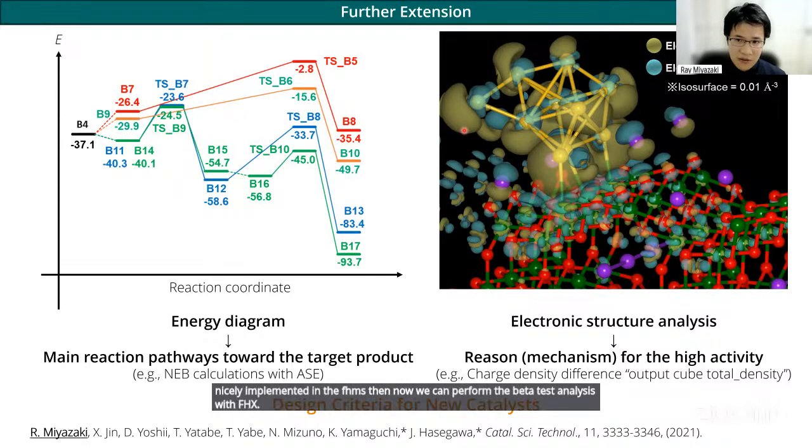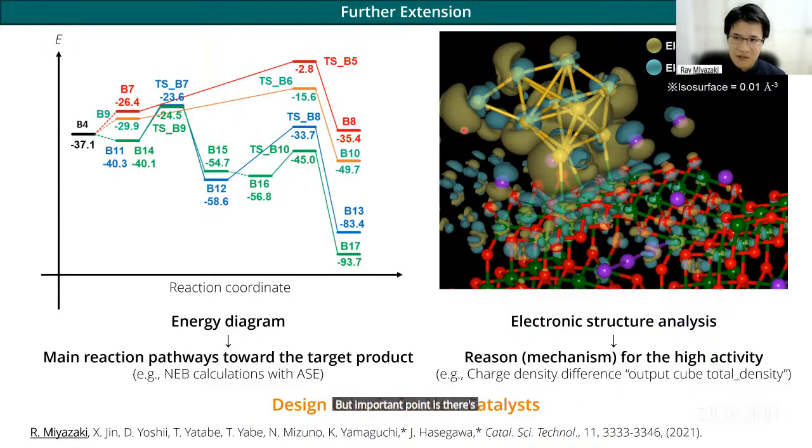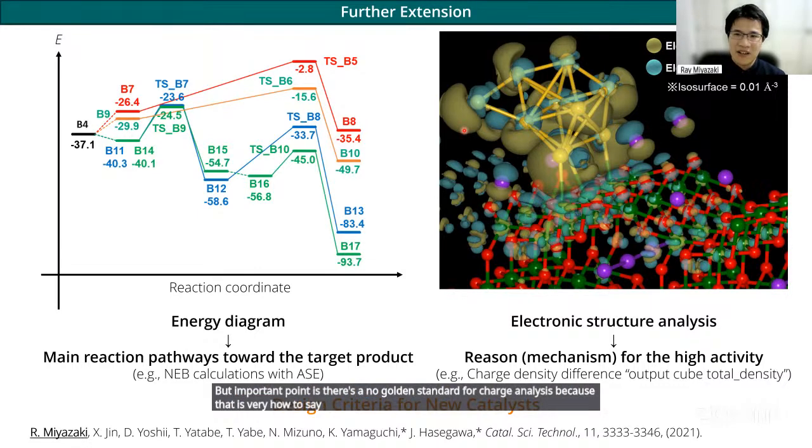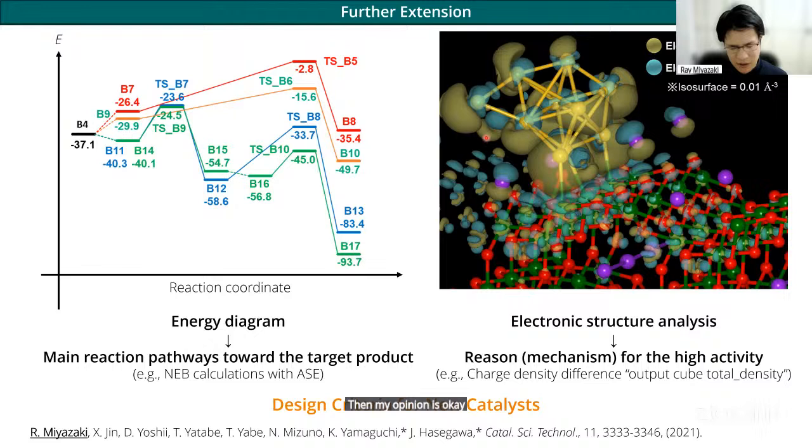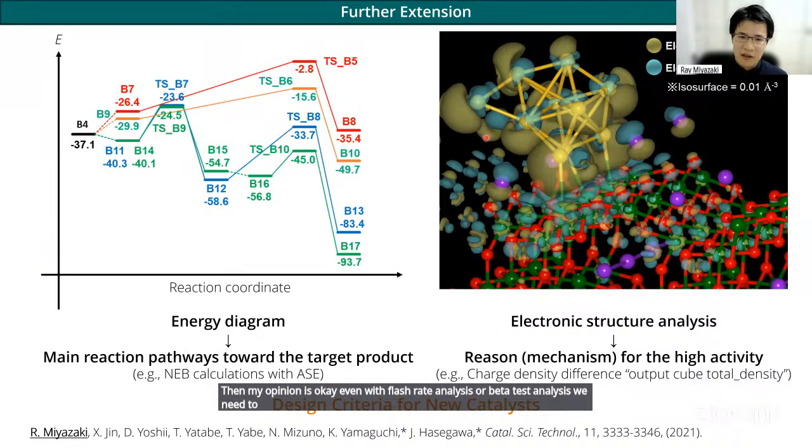But the important point is there is no gold standard for charge analysis, because it is a very artificial analysis. We have to decide where the electron is located, but in reality the electron is moving around. So my opinion is that even with Hirshfeld analysis or Bader charge analysis, we need to check those results from different aspects, for example, the charge density difference.